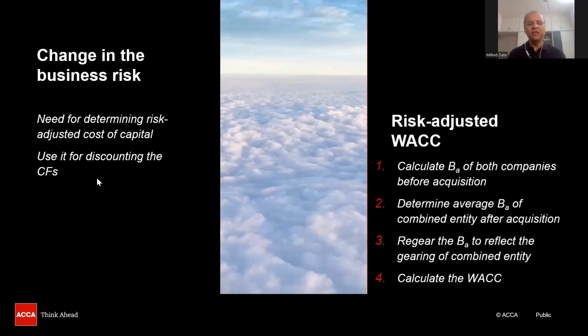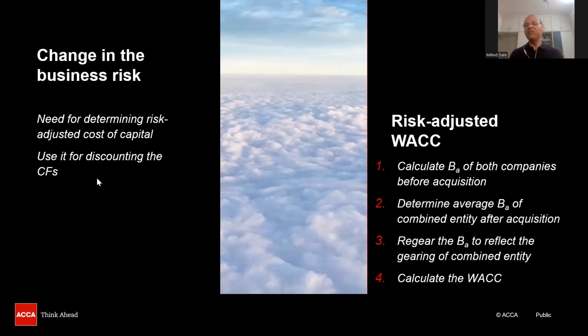How does one deal with the estimation of the risk-adjusted WACC, weighted average cost of capital? First of all, you need to calculate the asset beta of both companies. For this, of course, you will have to use the asset beta formula very carefully. Also, make sure that you consider market values of debt and equity as weightages in the formula. Once you do that before acquisition, then determine the average asset beta of the combined entity after acquisition. And then you re-gear this asset beta to reflect the gearing of the combined organization.